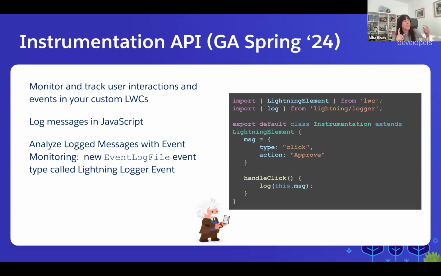This would be useful for user experience design, for instance, or any other ideas that you can have in mind. I have to say that to use this feature, you need to have an event monitoring license, because those logs are added to the event monitoring log files. It is a new event log file event called Lightning Logger event, and you need event monitoring to be able to examine those logs and see the messages that were logged. Despite that, it's a very, very useful feature. And probably if you are already using event monitoring, you will find this useful.